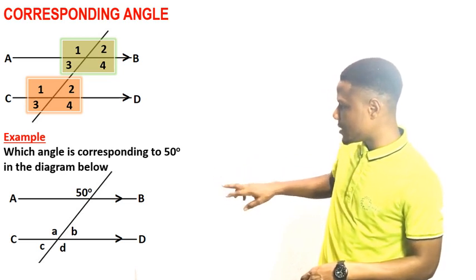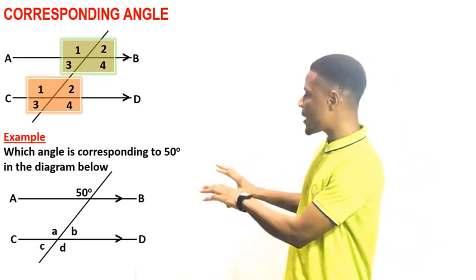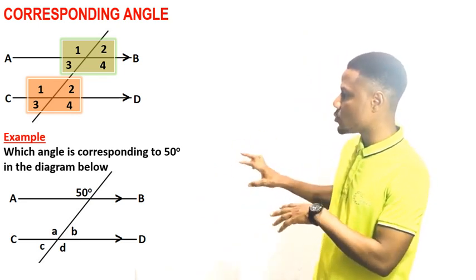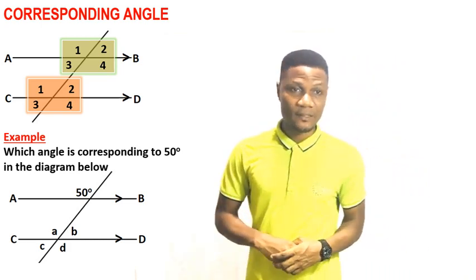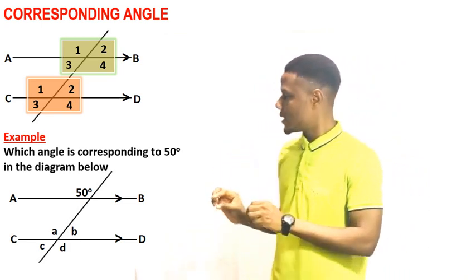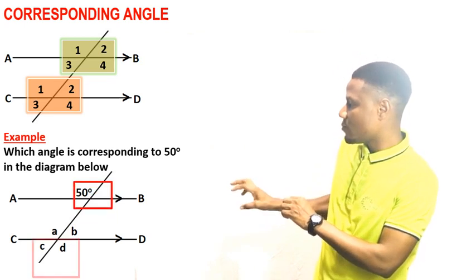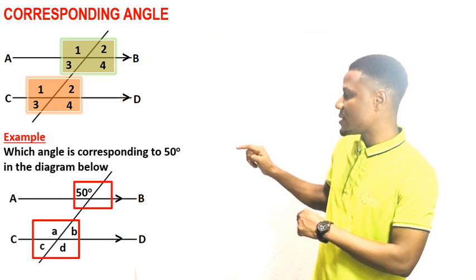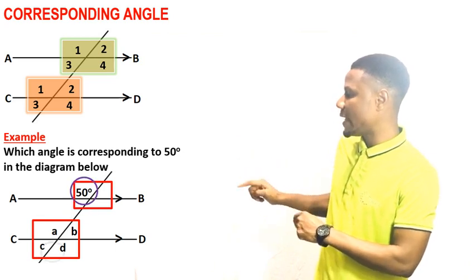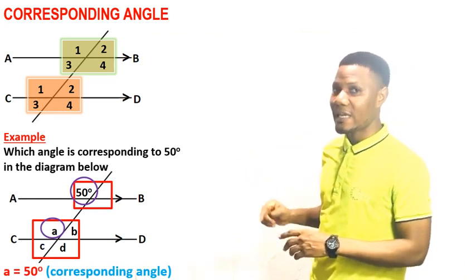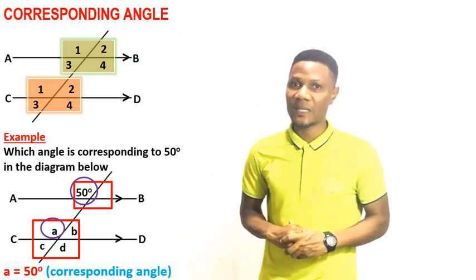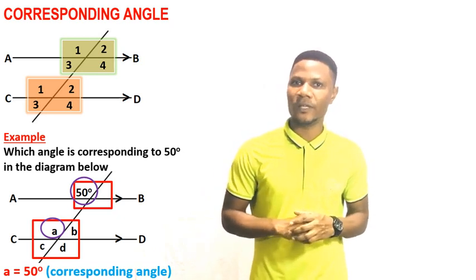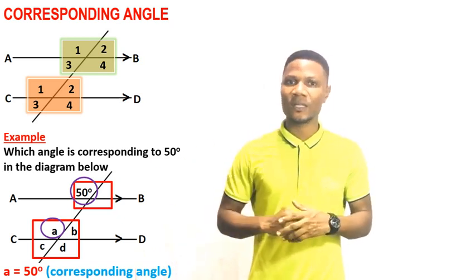We have A, B, C, and D. Now, among A, B, C, and D, which of them is corresponding to 50 degree in the diagram? Don't stress yourself, just insert the box. By the time you insert the box, you easily see by numbering that your 50 degree falls on A. It means that A is corresponding to 50 degree. Automatically, A is equal to 50 degree, and that is corresponding angle.